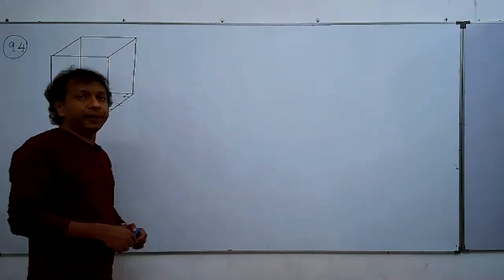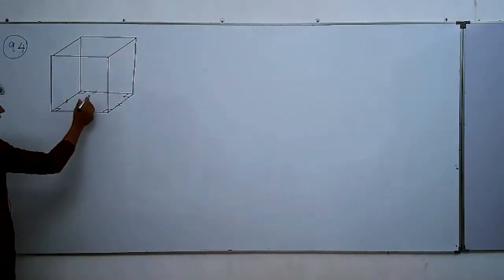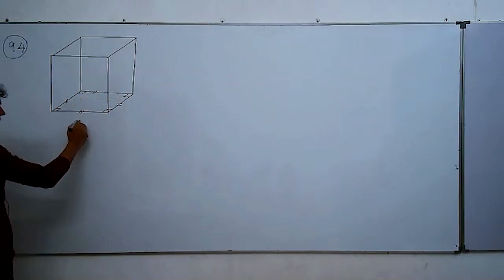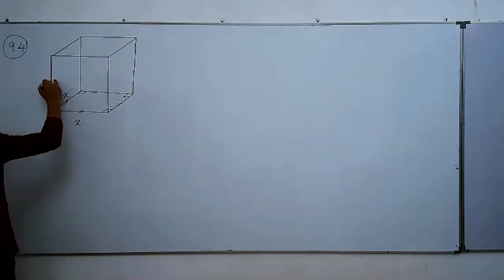Right. So then I'm going to take here the base is a square, no? Then I take the length as x and breadth also x, and height I'm going to take as y.